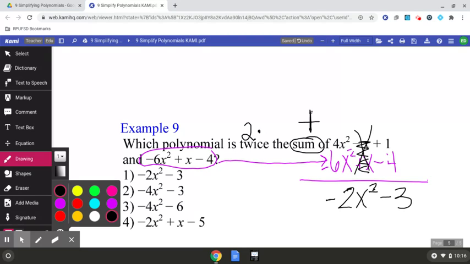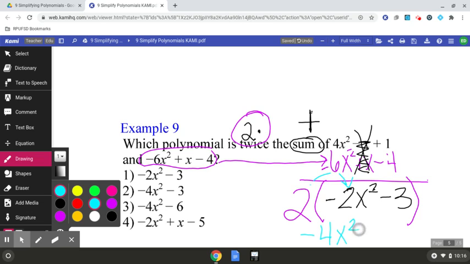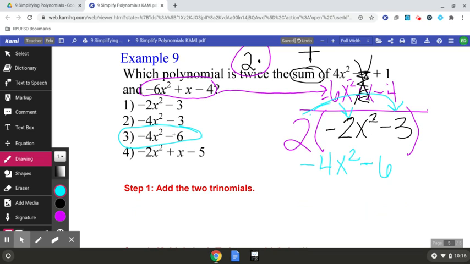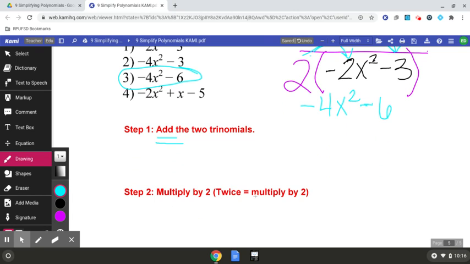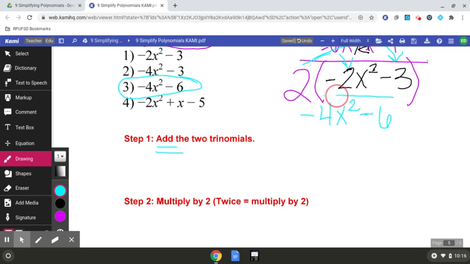Now what they want me to do is actually take twice that. So I have to take this and multiply it by 2. So 2 times negative 2 is negative 4x squared. And 2 times negative 3 is negative 6. And then this is actually multiple choice, so you'd be looking for that same answer. If you look below, I gave you the steps. I told you to add, which is what we did, to get our answer. Then I told you to multiply by 2 because twice equals multiply by 2, which is how we got this answer here.